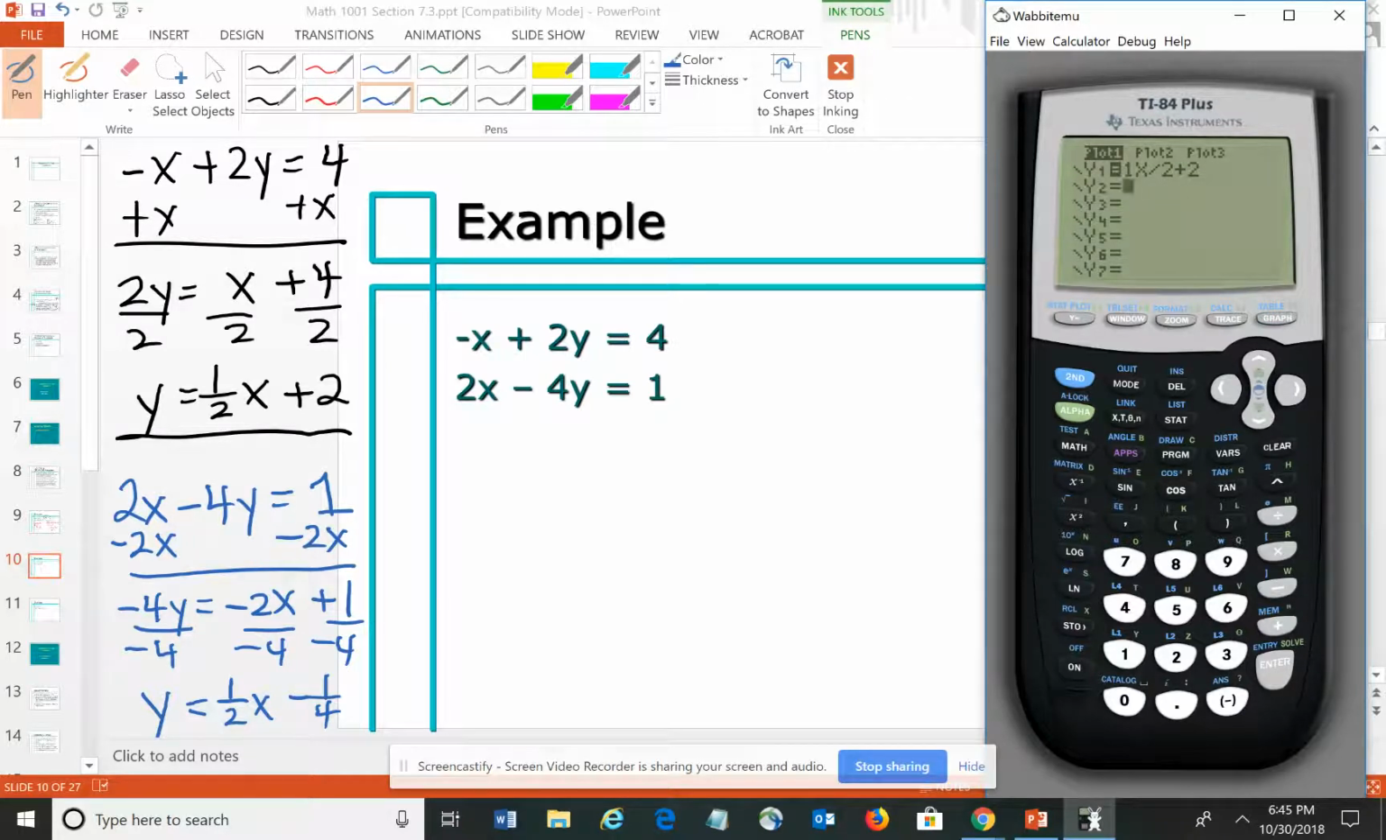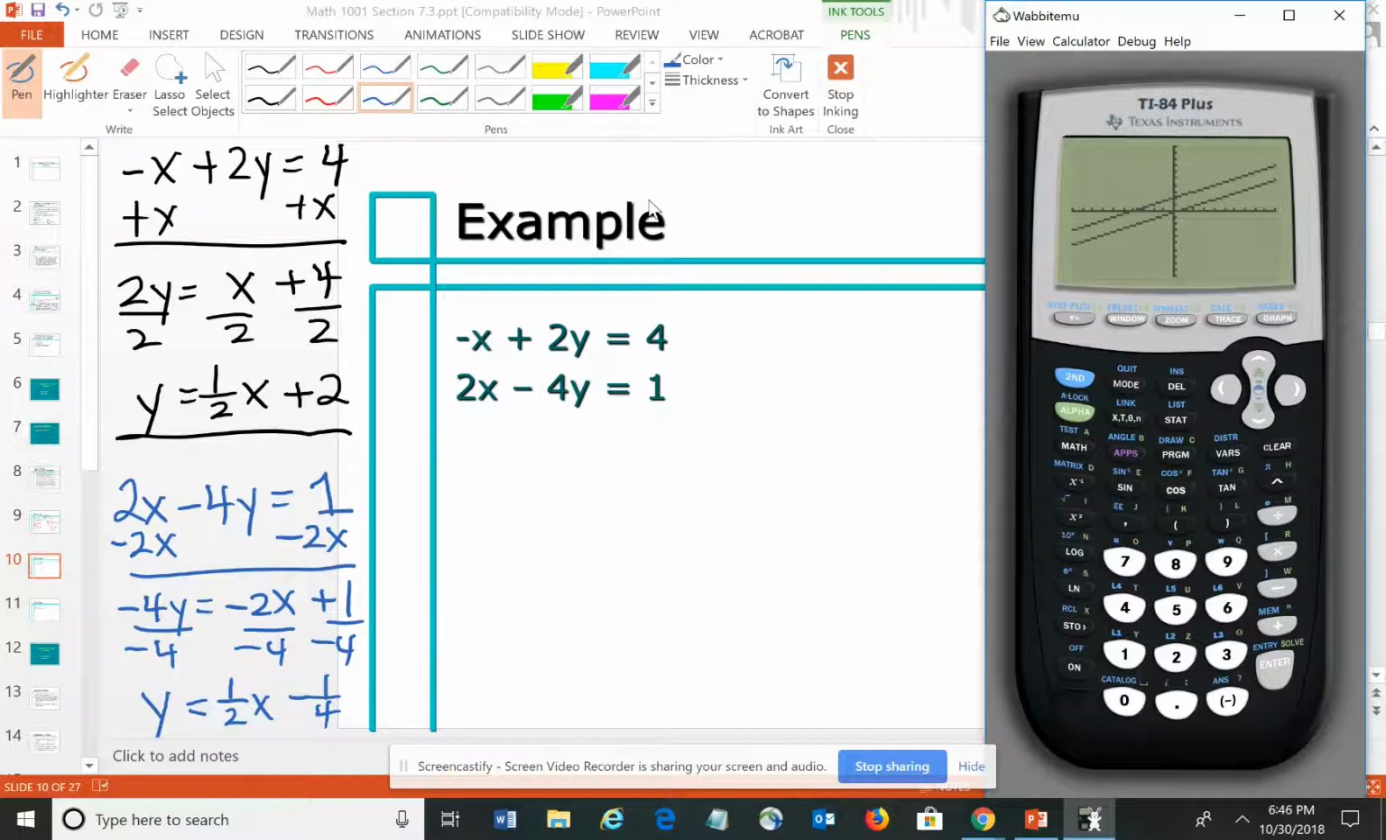Then we enter the second one. 1x divided by 2 minus 1 divided by 4. Okay, so when we look at these, let's see what happens. Okay, it appears we have parallel lines, and when you have parallel lines, they don't intersect.